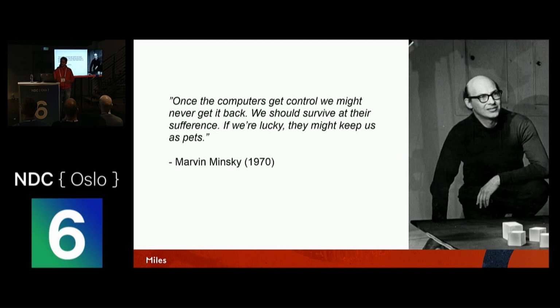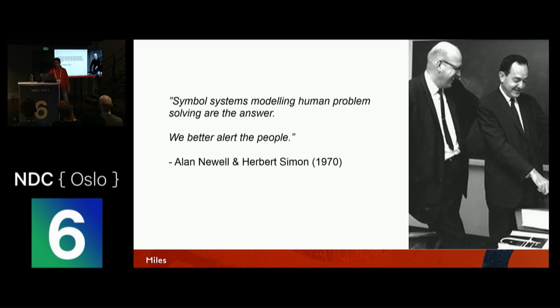So we had Marvin Minsky, who was one of the founders here from the original workshop. In the 1970s, he said that once the computers get control, we will never get it back. We will survive at their sufferance, and if we're lucky, they might keep us as pets. But that's in the 1970s, and it still hasn't happened. And then we had some other researchers who said that symbol systems modeling is the right answer. So we better alert the people in the world, because this is really dangerous. And this was also in the 70s.